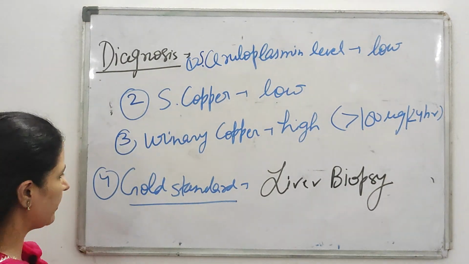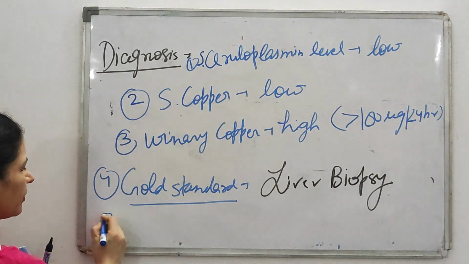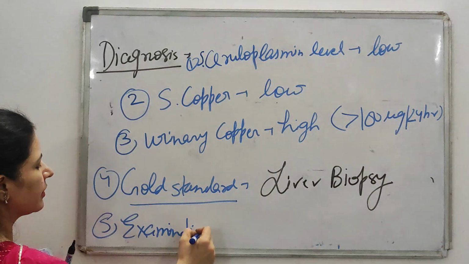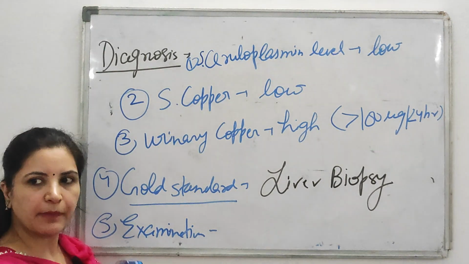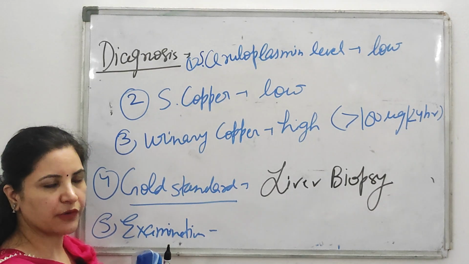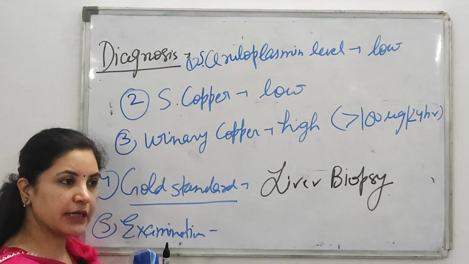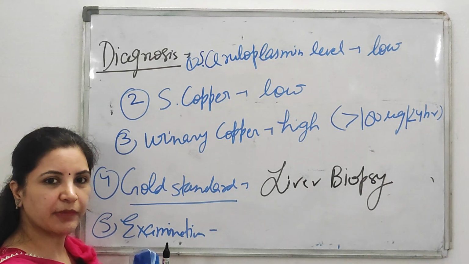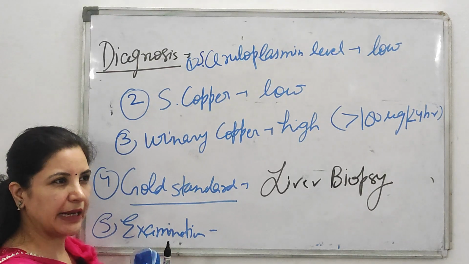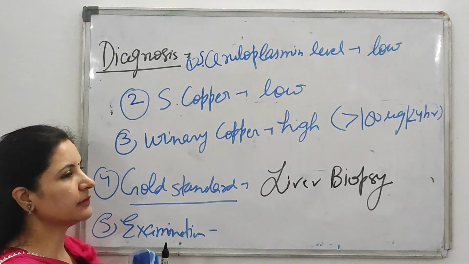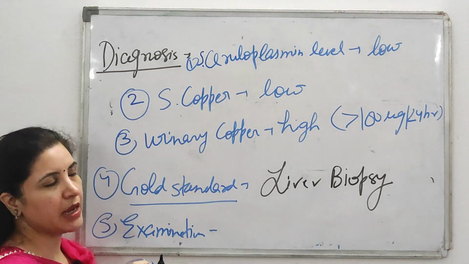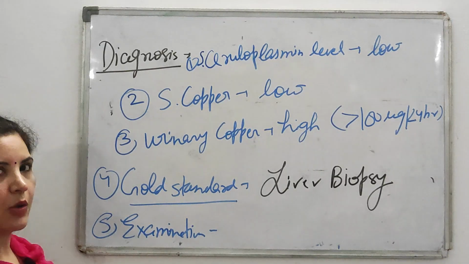And lastly, you will do the examination. What findings will be there? There is a KF ring around the cornea, the Kayser-Fleischer ring, on examination. You will see the patient present with neurological symptoms: behavioral changes, mental retardation, tingling sensation. And if it is an advanced state, then a sunflower cataract is there. So by this you will easily diagnose Wilson disease.